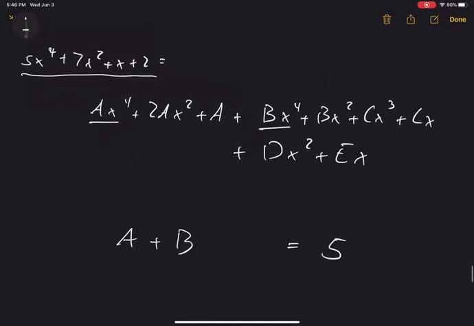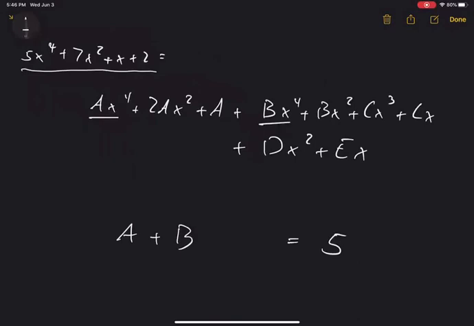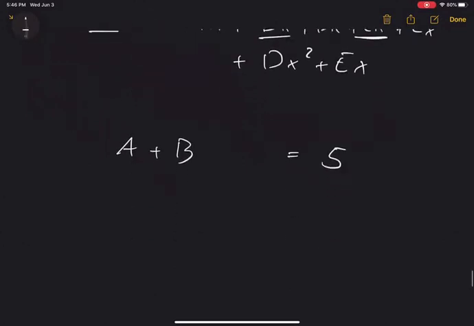Okay. Now let's consider x cubes. Do I have any x cubes on the left side? No, I don't. But on the right side, let's see, I have cx cubed. So that tells me that c has to equal 0.